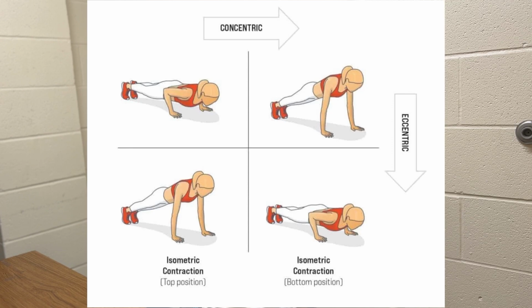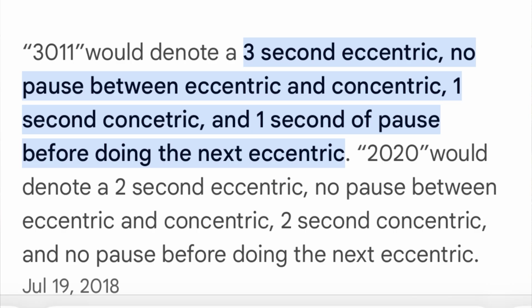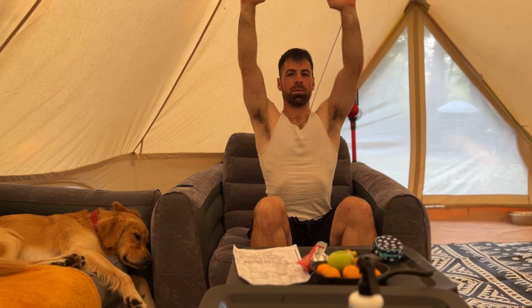Hey guys, editing Mark here. So I'm not afraid to admit it. I totally remembered tempo wrong. So I posted this earlier in the video, and there are 2 moments of isometric contraction in an exercise. There's the top and bottom positions. So the tempo number is actually a 4-digit number. The first number is eccentric, the lowering. The second is the first pause. The third is the concentric, and the fourth is the second isometric. So a 3011 would denote a 3-second eccentric, no pause, 1 second concentric, and 1 second pause before doing the next concentric.